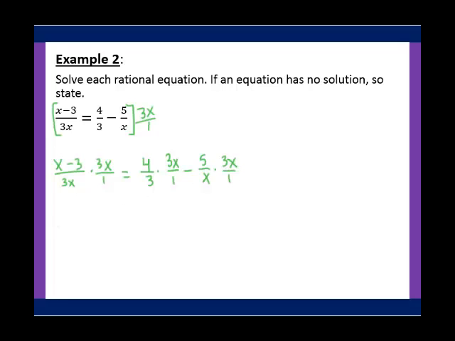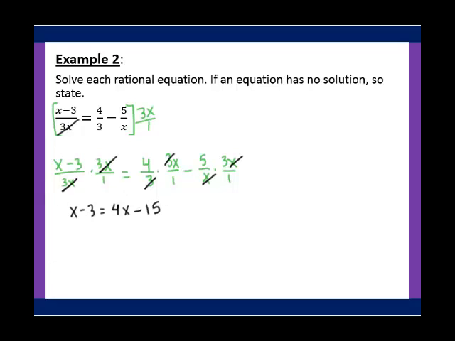Okay, so what I mean by that is, on this first fraction, we have 3x in the bottom and 3x in the top, so all of this denominator cancels out and we're just going to have x minus 3. See, that happens right here. We just end up with x minus 3. On this one, the 3 cancels with the 3, leaving us with an x on top to multiply by. So that's what's happening here. The 3's cancel. 4 times x gives us 4x. Then on this last one, the x's cancel, leaving us with a 3 on top to multiply by. 5 times 3 is 15, so that's minus 15.